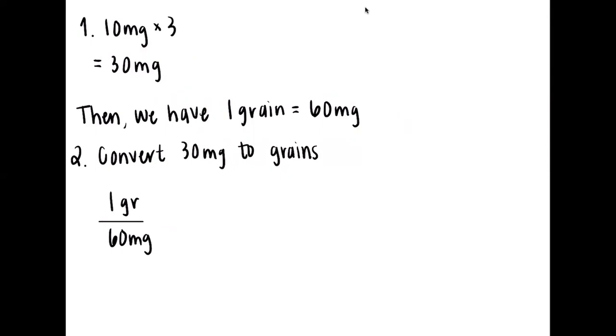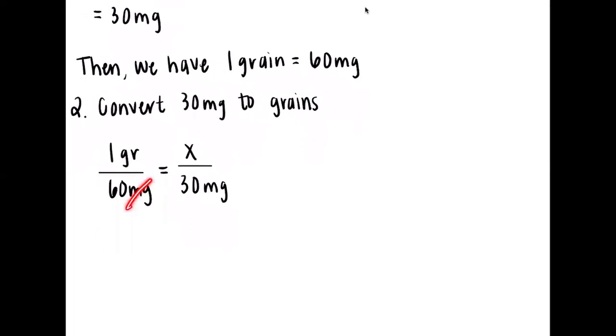And now we set up the second side of the proportion. And remember, the top is the unknown. That's what we don't know yet. We don't know what the measurement is in terms of grains. And then from the 10 milligrams 3 times per day, we have in total 30 milligrams. Once we set up our fractions, we can cancel out the units that we don't want and cross multiply. So milligrams is gone since I want to deal with the world of grains. Now I can cross multiply 1 grain times 30, and then we have x times 60.